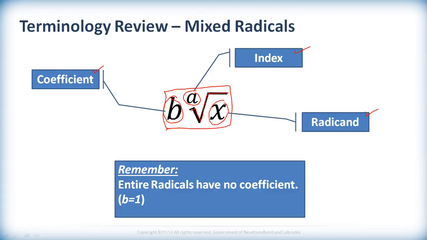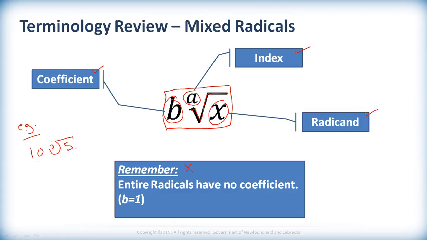All right, so maybe we'll just scribble a little example over here. If I had, say, 10 times the cube root of 5, like that, then in that particular expression, our index is 3 because it's a cube root, our radicand is 5, and our coefficient is 10.